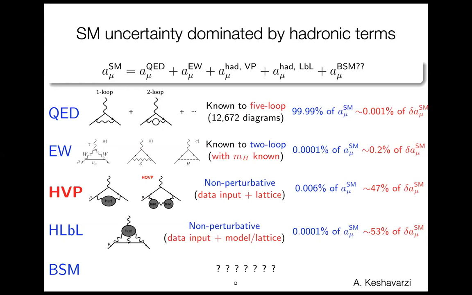Also, the electroweak contribution is very small, whether we know the Higgs mass or not. It's a tiny contribution with a tiny uncertainty. On the other hand, it's the hadronic contributions that dominate the uncertainties. Usually we talk about them as hadronic vacuum polarization, those are these diagrams, and hadronic light-by-light.